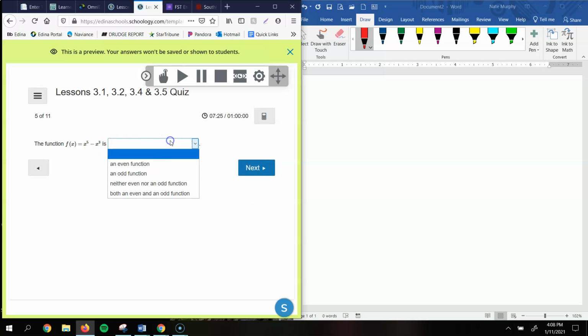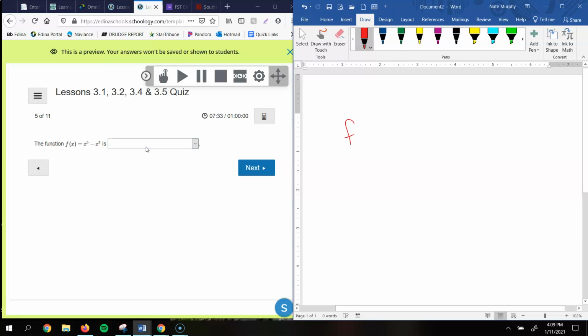All right, so this is another one where we got to figure out whether it's odd, even, or neither. Remember, this last one is never going to get used. It's never going to be both. So I'm going to replace x with a negative x. So we would have negative x to the 5th power minus a negative x cubed. Negative x to the 5th power is going to result in a negative answer, so we'd have negative x to the 5th. Negative x to the 3rd power is also going to result in a negative, but a negative times a negative would be a positive. So this would be plus x cubed.